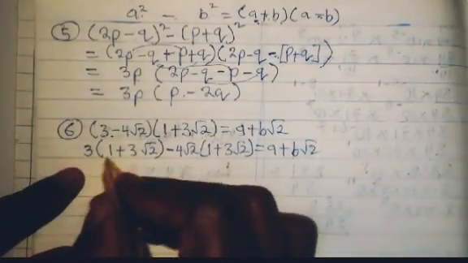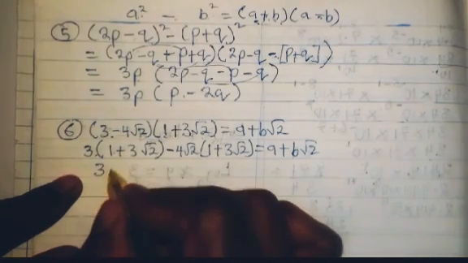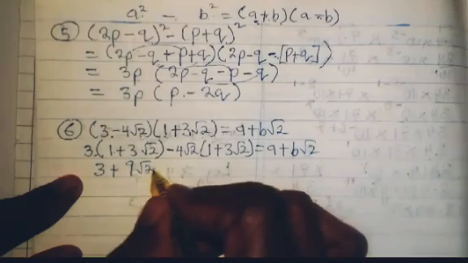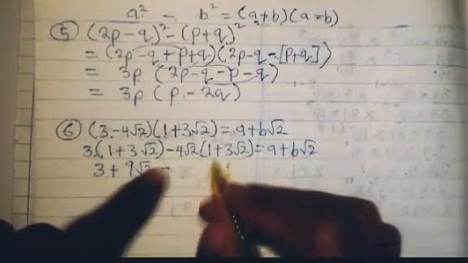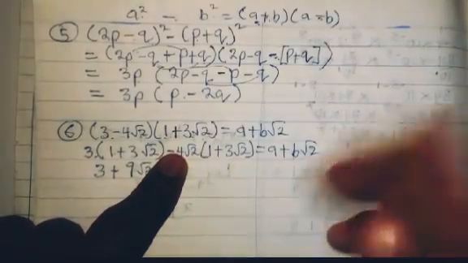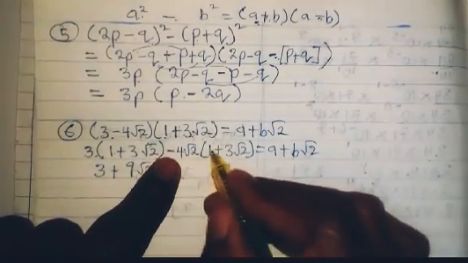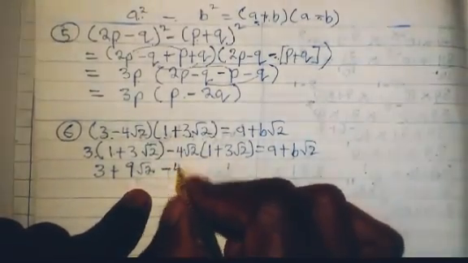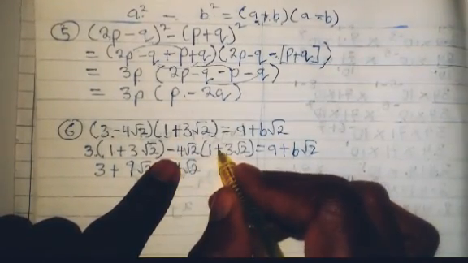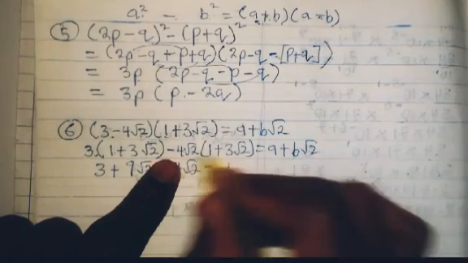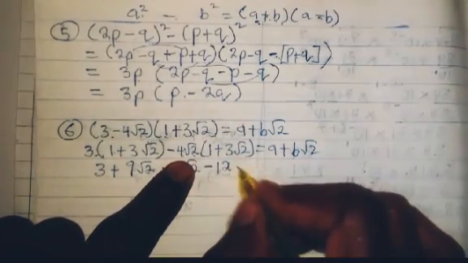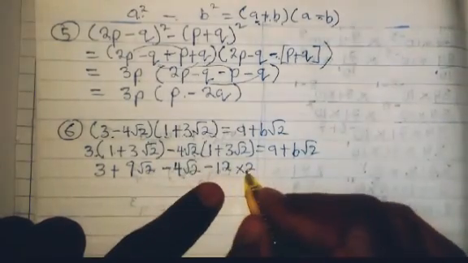So now we can say 3 times 1 is 3 plus 3 times 3 is 9, 9 root 2. Then minus, don't forget you are using a minus sign to open the bracket, so it will change everything in the bracket to their opposite. So minus 4 root 2 times 1 will give us minus 4 root 2. Then minus times plus will give us minus. Then 4 times 3 is 12. Root 2 times root 2 will give us 2. So the 12 is multiplying the 2.